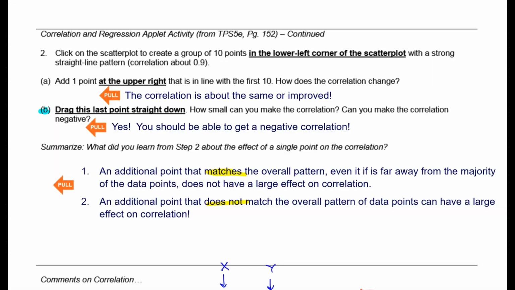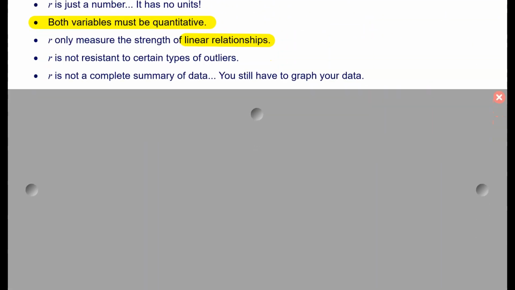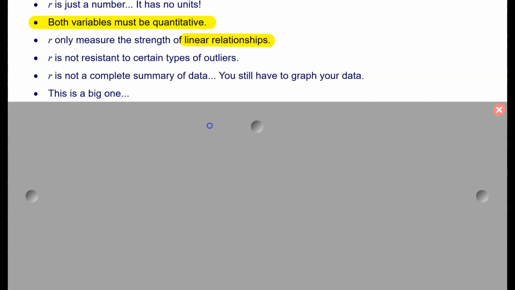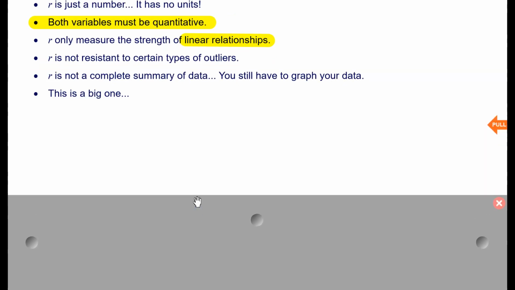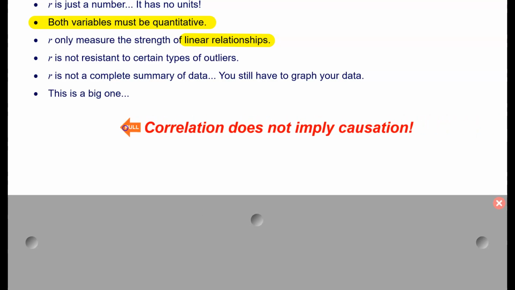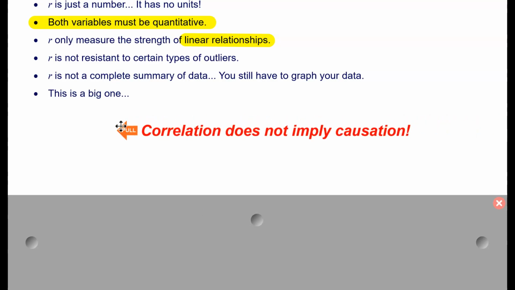I'm going to end with one final thought here. One last idea about comments on correlation, and this is a big one, folks. You're going to hear this over and over again throughout the year. Correlation does not imply causation. So just because two variables are correlated does not mean we can say that one variable causes another. We're not going to say that the explanatory variable causes the response to happen without more evidence. And that will be a big part of what we do the rest of the year. All right, folks, that's it for section 3.1.